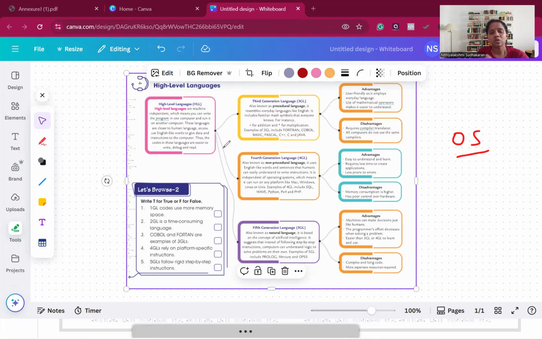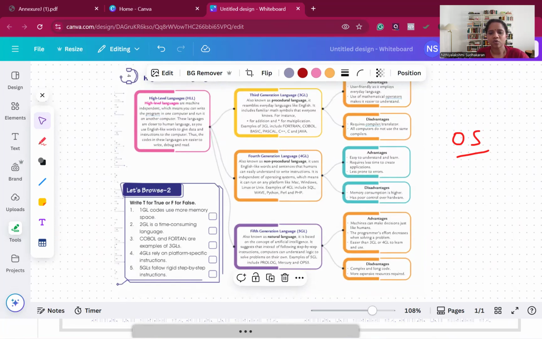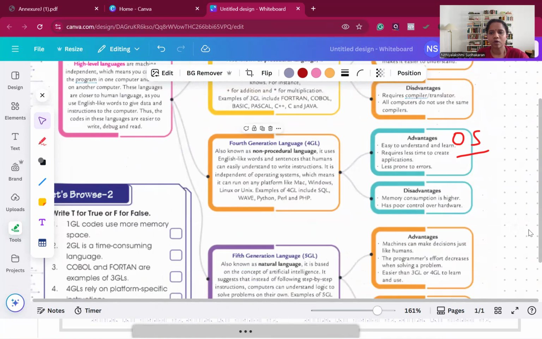And it's closest to human language. Like the languages we communicate in, like English, it's similar to English. So it's easy for us to understand and also to code. There are 3 generation languages here: the third, fourth, and fifth. Let me take one at a time.